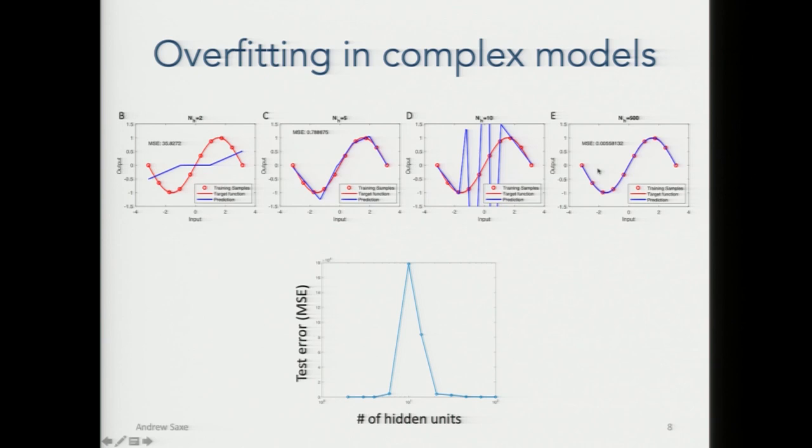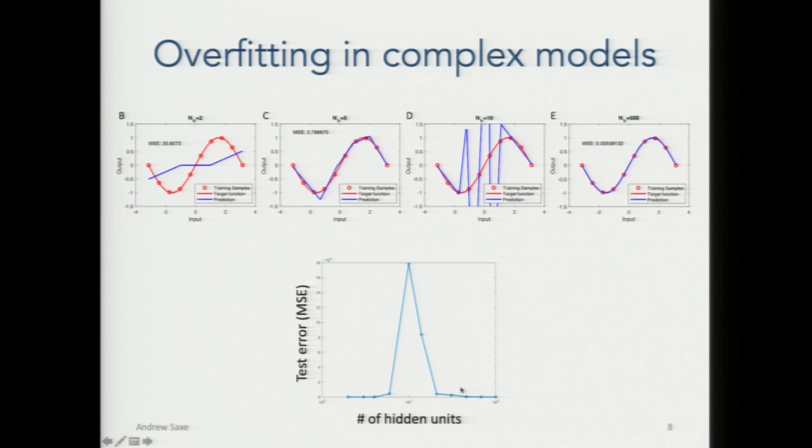And if you're systematic about it, as you scan the number of hidden units, you can see there's this huge catastrophic peak in the error right when the number of training examples equals the number of hidden units, which is the number of free parameters here. That's this case. So you get this big spike. But then things get better either way you go. Make the model smaller or larger.